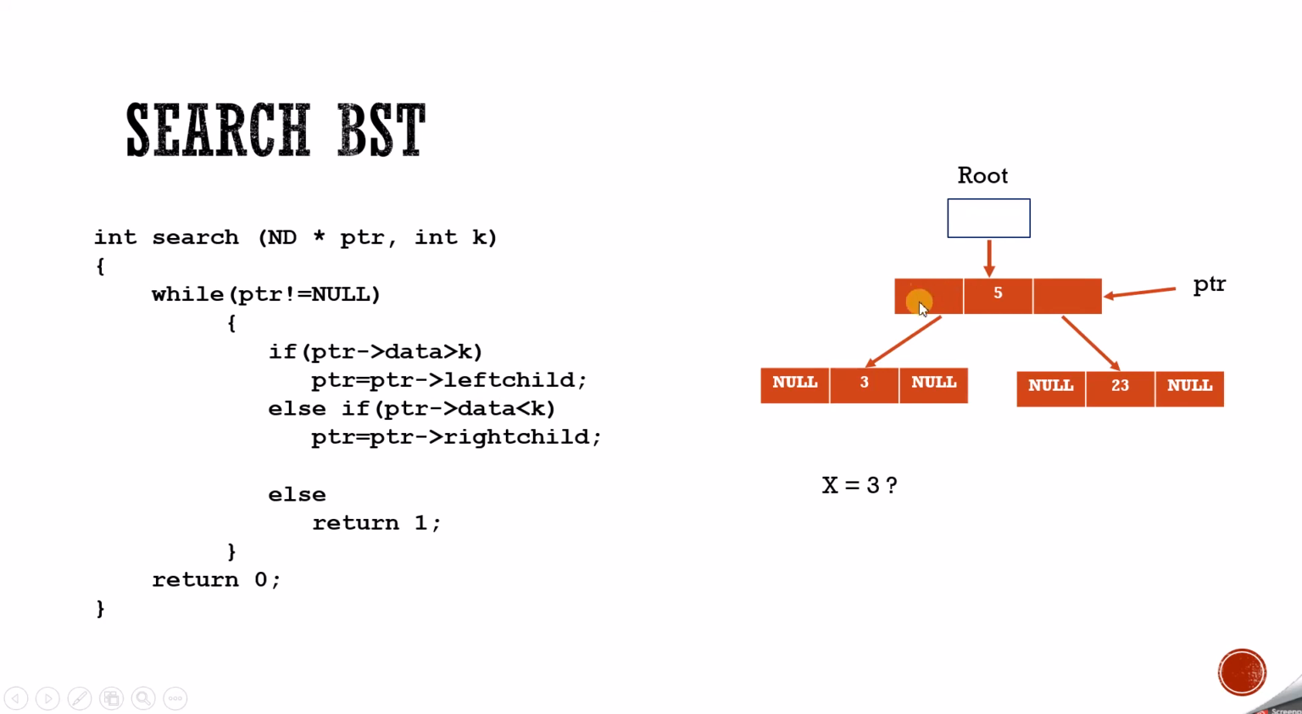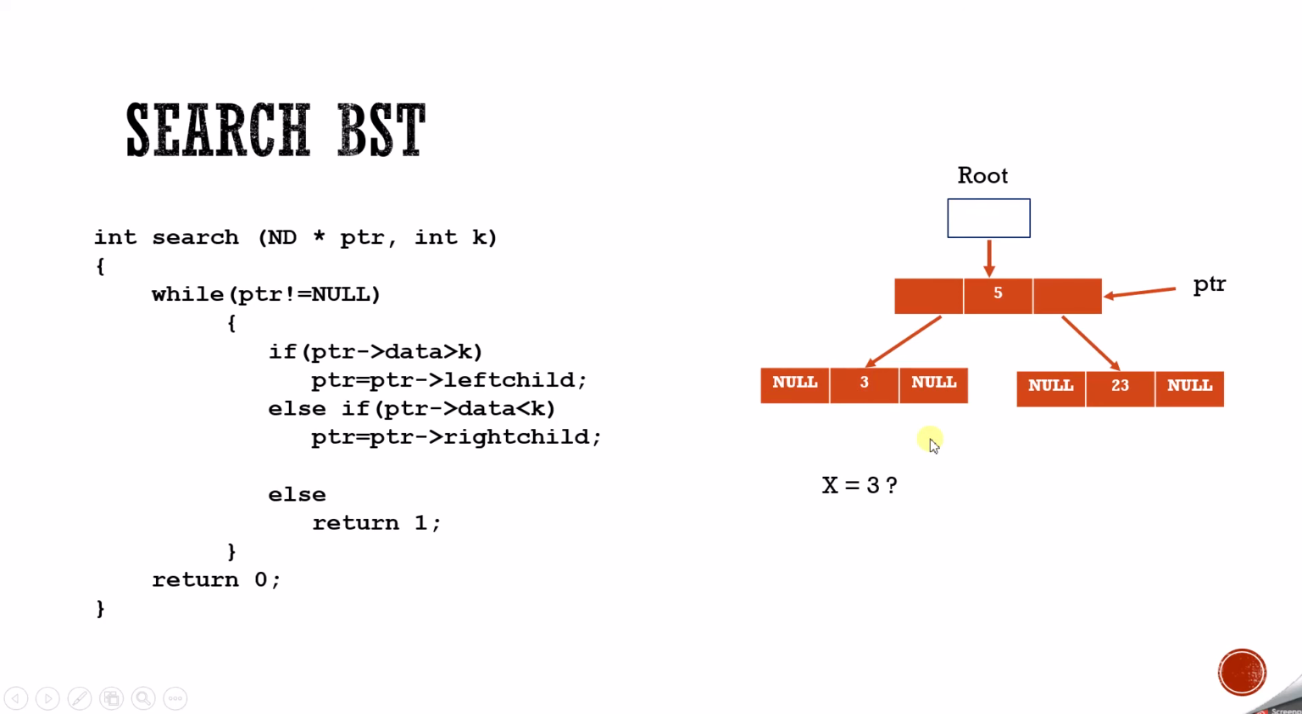So PTR becomes PTR arrow left child. PTR arrow left child is this address, that is the address of this node. I'm not showing it through animation over here, but PTR now starts pointing to this particular node. Okay, and since it's not null, again it will go inside. Now PTR is pointing to this node.